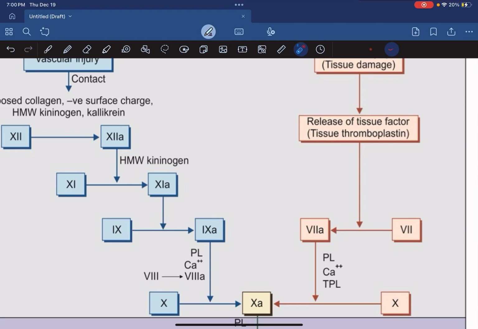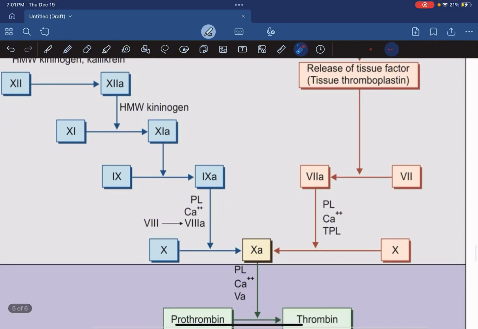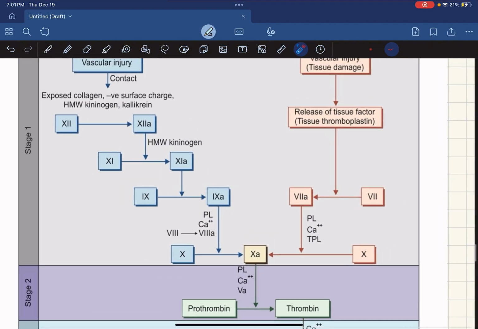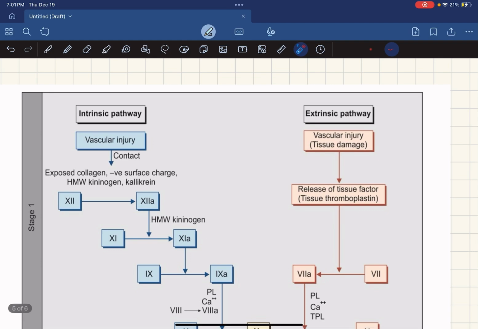So this tissue thromboplastin is factor 3, and this is factor 7. You can remember that factor 3 along with factor 7 helps in activating factor 10. So factor 7A along with platelet phospholipid, calcium, and tissue thromboplastin helps in activating factor 10A. The easier way to remember the extrinsic pathway is just 7 plus 3, which equals 10.